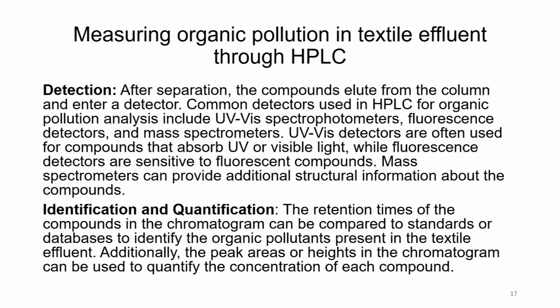Detection. After separation, the compounds elute from the column and enter a detector. Common detectors used in HPLC for organic pollution analysis include UV visible spectrophotometer, fluorescence detector, and mass detectors. UV visible detectors are often used for compounds that absorb UV or visible light, while fluorescence detectors are sensitive to fluorescent compounds only. Mass spectrometer can provide additional structural information about the pollutant molecule.